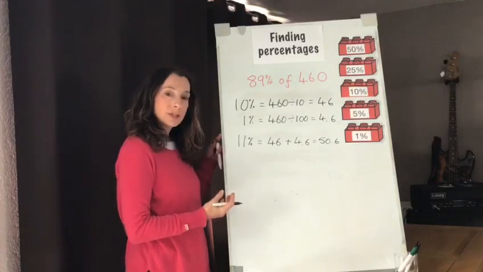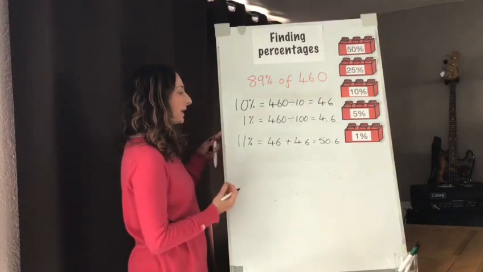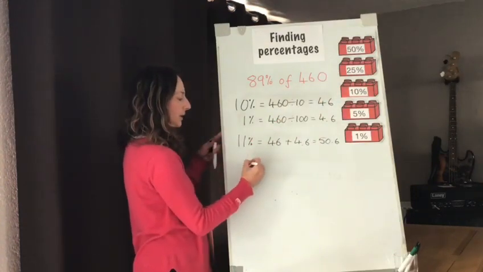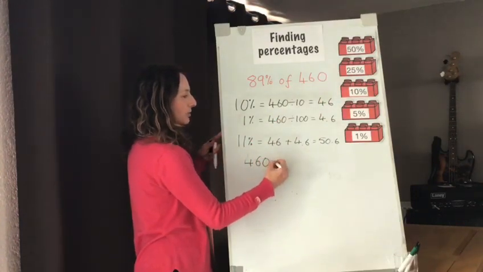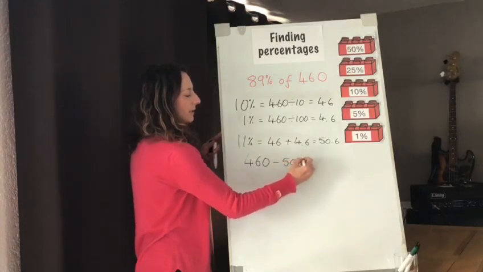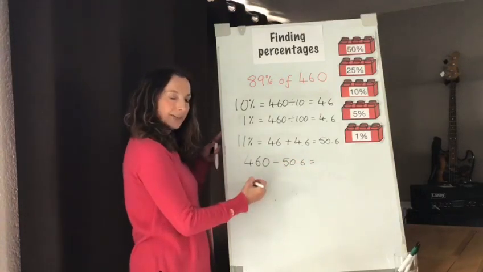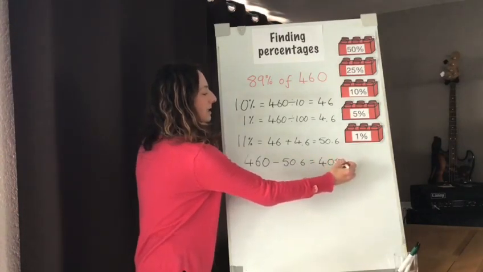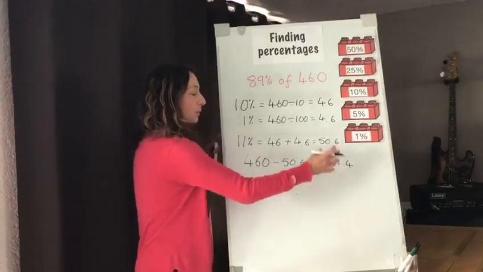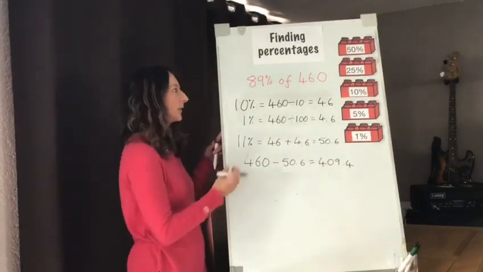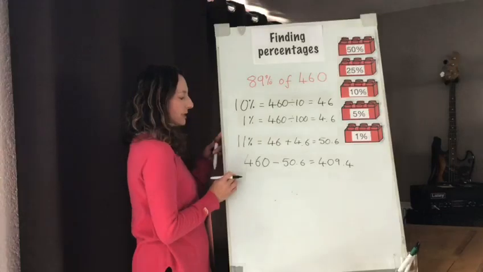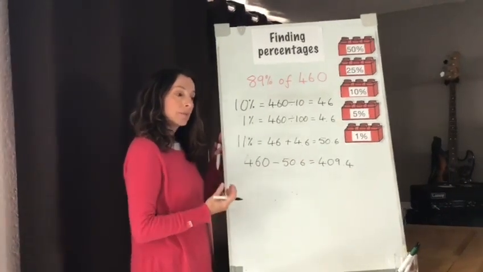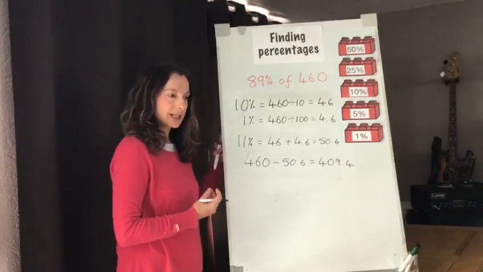But remember, that's not our final answer. To find our final answer, we need to subtract the 11% from the original number. So we would do 460, subtract 50.6, and that would give us our final answer of 409.4. And at this point, we would check that that's a reasonable answer. 89% of 460, 409.4 is reasonable.